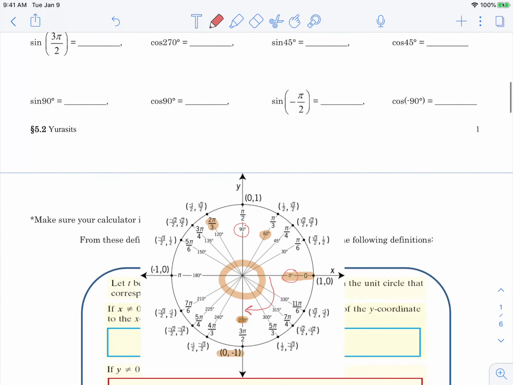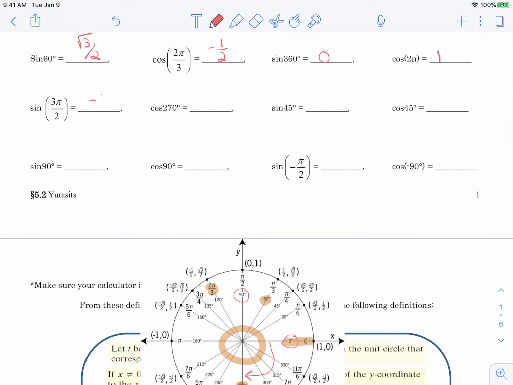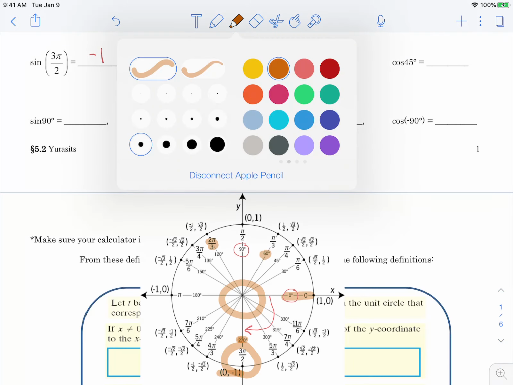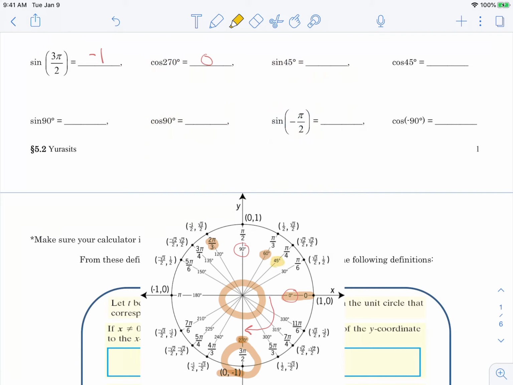Sine of 3 pi over 2, well, that's going to be negative 1. And maybe you want to pause this video and see if you can figure out the rest to make sure it's clicking. Cosine of 270 degrees, well, I'm still here, and cosine would be 0. Sine of 45 degrees is here. Sine would be root 2 over 2. Cosine of 45 degrees, root 2 over 2. Sine of 90, 1. Cosine of 90, 0.